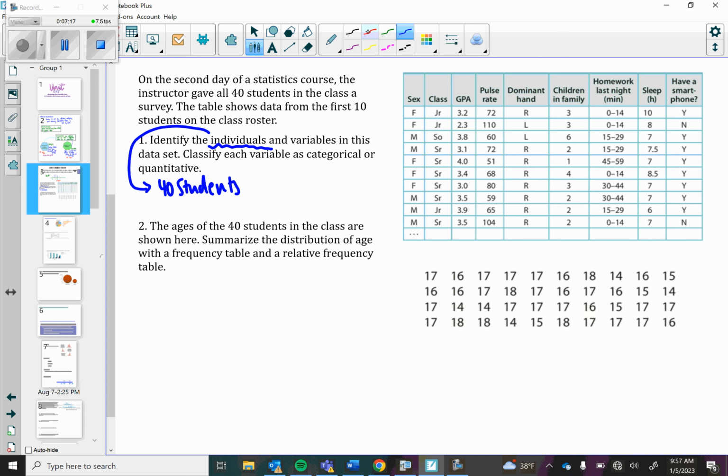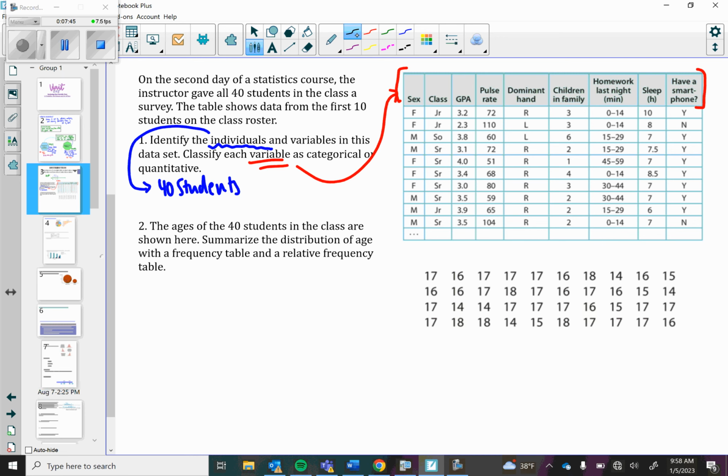The variables are all of the things that we collected from them. So their sex, their class, their grade, their GPA, their pulse rate, their dominant hand. All of these values up here are our variables. Last but not least, we have to categorize them as categorical, putting in a group, or quantitative. If you want to pause the video and try this, please do so. Otherwise, let's do it together.